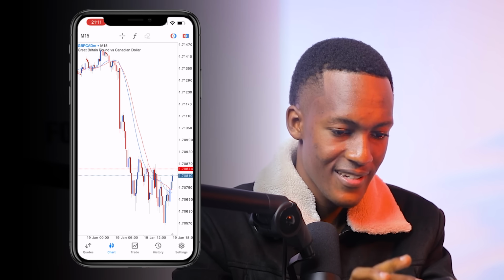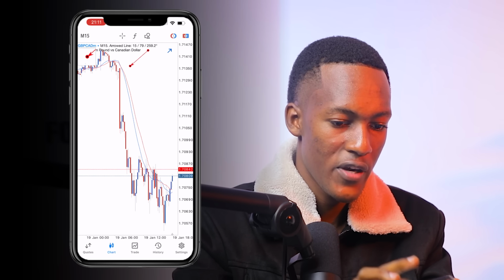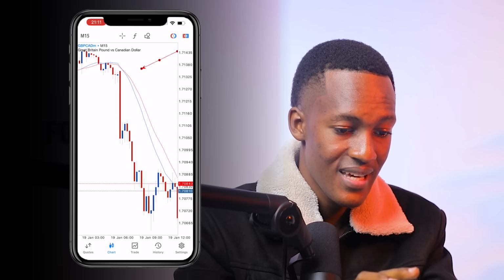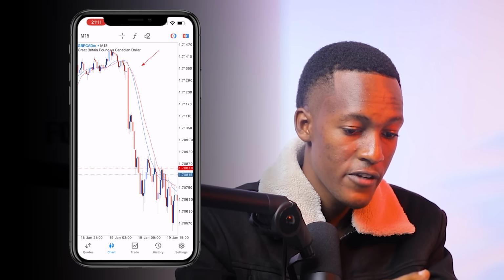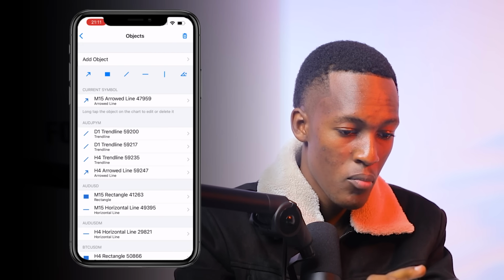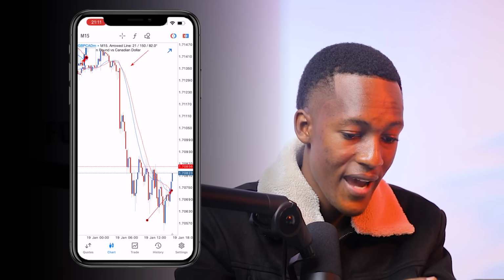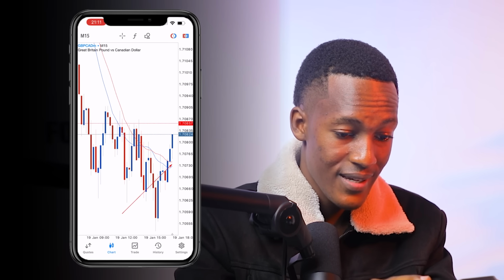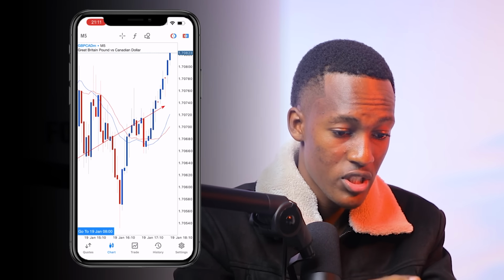GBP CAD, such a good trade here. You can see the crossover just happened, and this would have been a very beautiful trade. Then at the moment we could be looking out for buying entries. Check this, we can see that it's approaching a crossing.